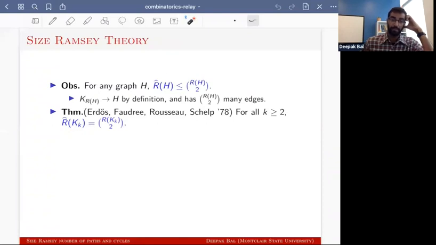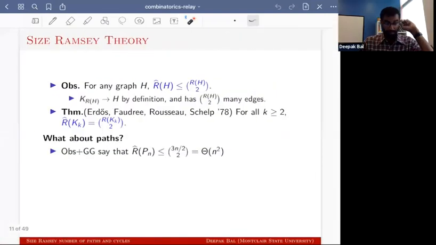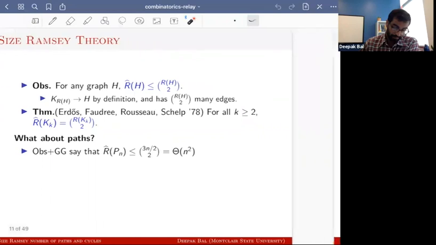Okay. So what about paths? Well, this upper bound that I mentioned here, the ordinary Ramsey number of Pn is essentially 3n over 2, and 3n over 2 choose 2 is on the order of n squared. So the upper bound you get here is basically n squared.